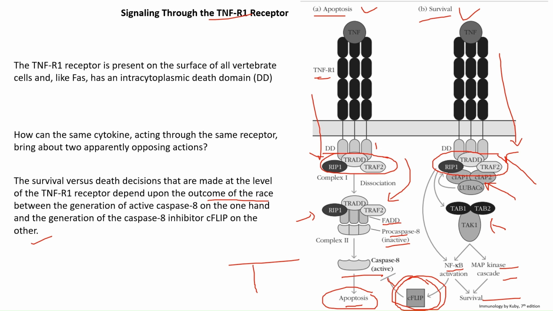Now, why in one particular situation the apoptosis pathway will win, and why in another situation the survival pathway will win, is not completely clear till now. But only this much is clear, that there is a race between the two, and whosoever wins the race will lead to the outcome of that particular cell.